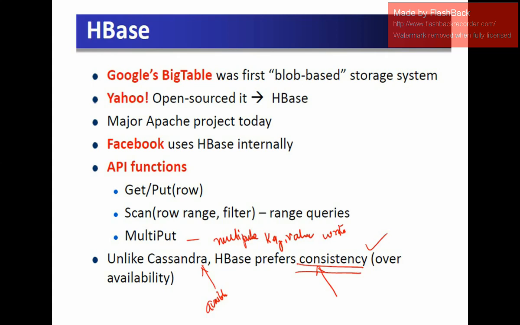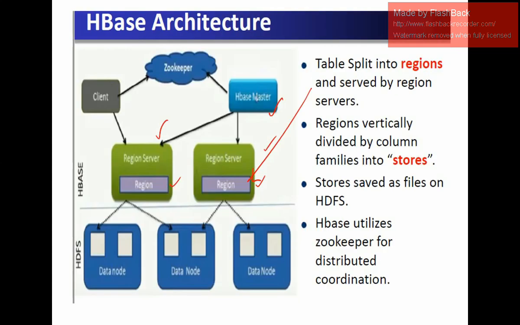There is also a comparison with Cassandra: Cassandra emphasizes high availability of the data, but HBase prefers consistency of the data over availability. So this is the HBase architecture.